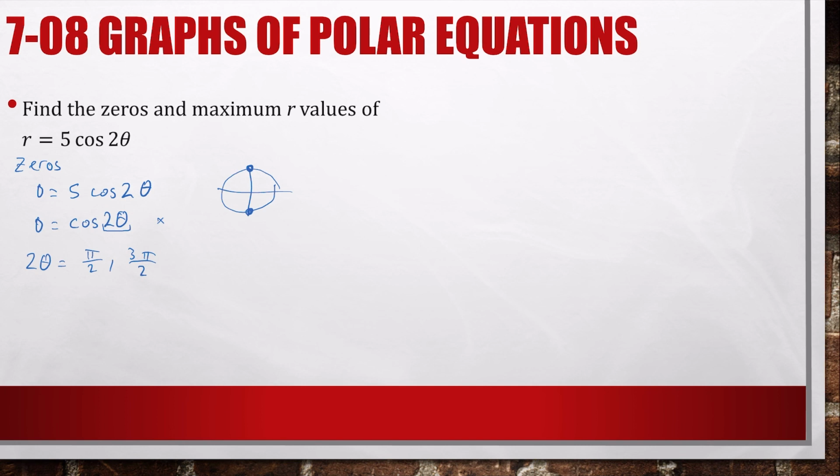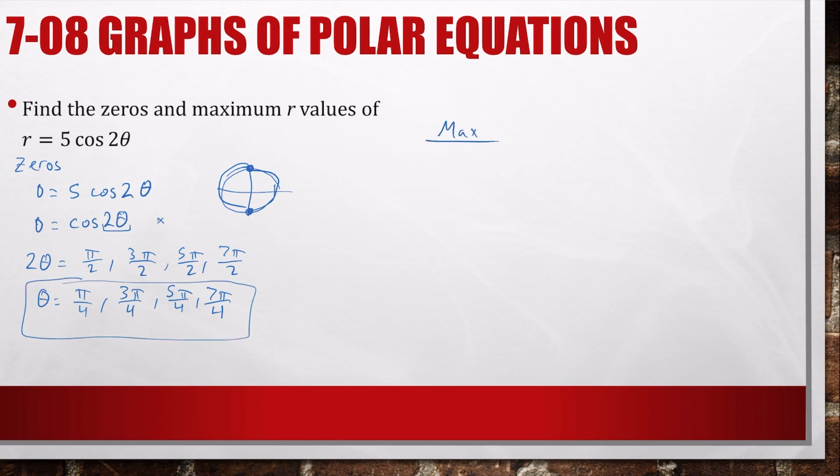But it's 2 theta, which means we're going to divide by 2, which means I need to go around the circle twice. So it would come back to the top, which is 3 pi over 2, and then 7 pi over 2. And then we'll divide by 2 to get pi over 4, 3 pi over 4, 5 pi over 4, and 7 pi over 4. So those are the zeros.